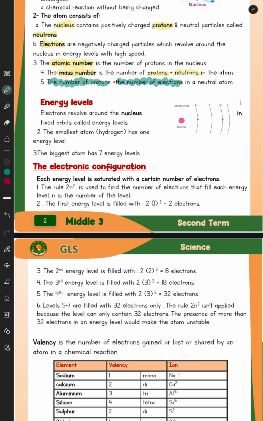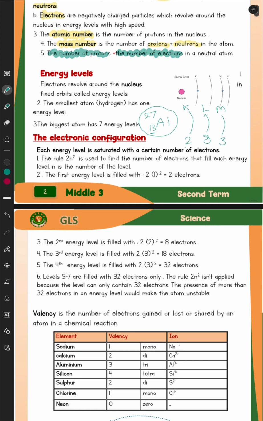Let's go back to our aluminum atom, which is Al 13 27, as we said. What about energy level? Energy level means that if we make the electron configuration of aluminum 13 27, we will add the number 1, the first level saturated by 2. If you remember, the second one is saturated by 8, and the third one is saturated by 8, but we have only 13. 2 plus 8 equals 10, so the rest is 3. Okay, this is the energy level.